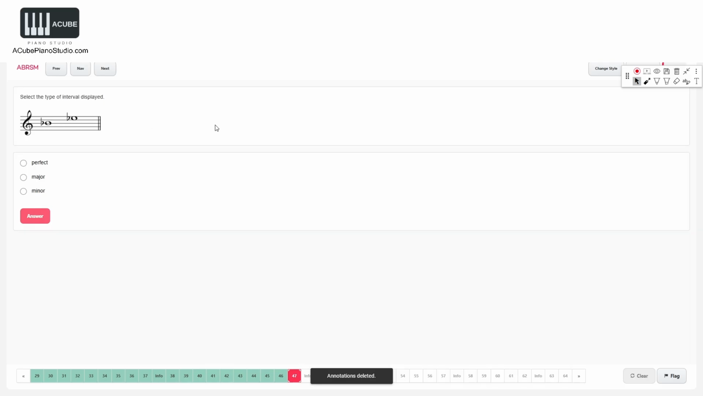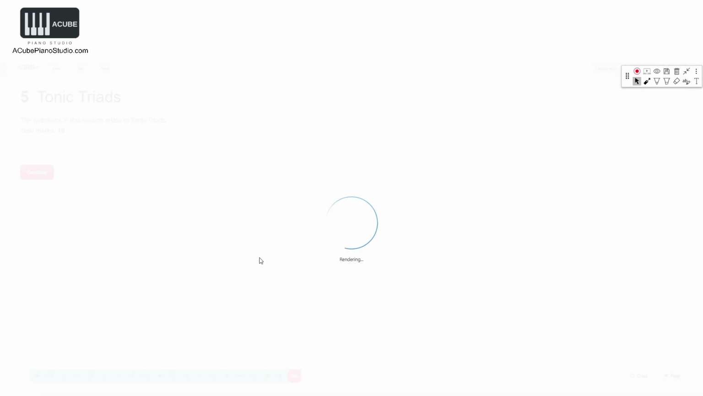Next, B flat to E flat, one look at it. B, C, D, E is a 4th. Wherever you have a 4th, you cannot have major or minor, so the answer is perfect.